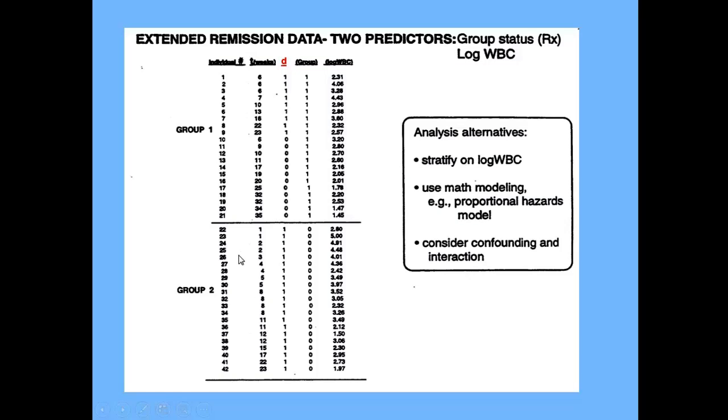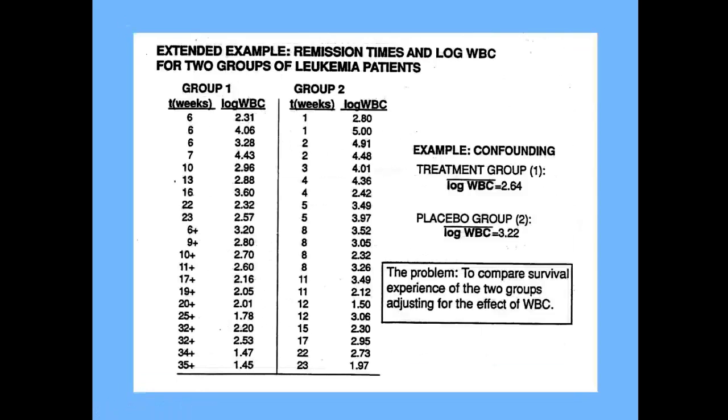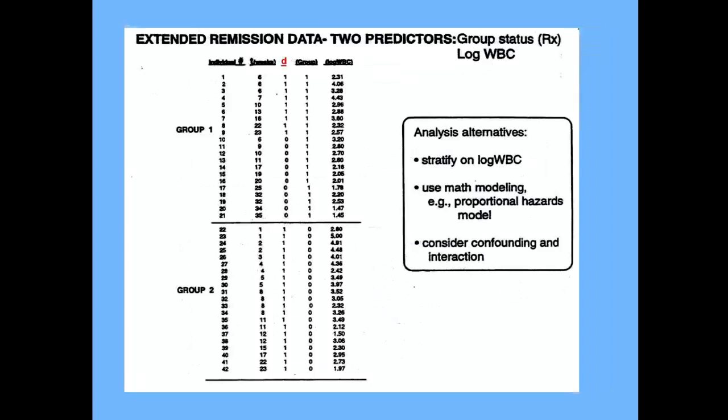So if you wanted to evaluate this result, the question, and you wanted to control for log white blood cell, and you had 2 groups, you don't have 21. You have 21 in one group and 21 in the other, so you have 42 people in your study. So the data layout has 42 lines of data. It doesn't have 21 lines of data. It has 42 because you've got 21 in one group and 21 in the other group.